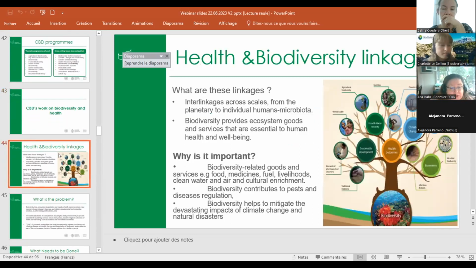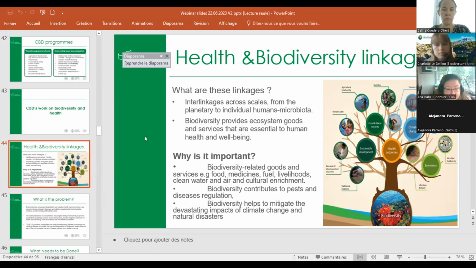The main domain of our work on biodiversity and health is on the linkages between these two areas, and the impacts, either positive or negative, that could occur from them. There are many linkages between biodiversity and health, but the easiest way to refer to them is acknowledging that biodiversity underpins nature's contribution to people and provides ecosystem goods and services that are essential to human health and well-being. And the linkages happen across scales, from interaction at the planetary level, for instance all the biodiversity needed to maintain a healthy ecosystem that provides good services, to individual microbiota, so all the microorganisms needed to keep our bodies healthy and working.